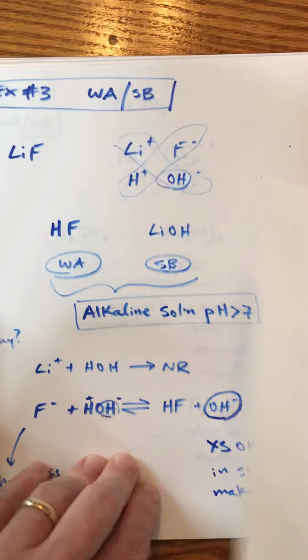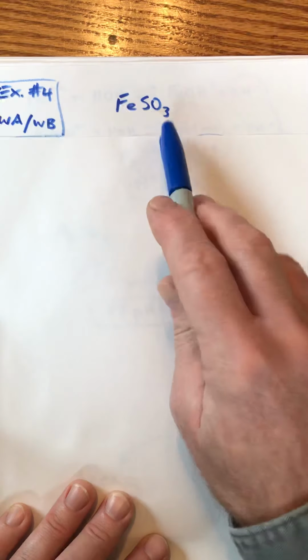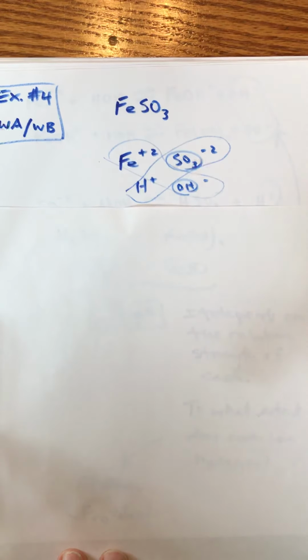And finally, what if you have weak and weak? The temptation is to say, well, it's going to be neutral again. It's not going to be neutral again because one is weaker than the other. So, for example, if I had iron 2 sulfite, ferrous sulfite, Fe plus 2 and SO3 negative 2, H positive, OH minus, do the double replacement thing.